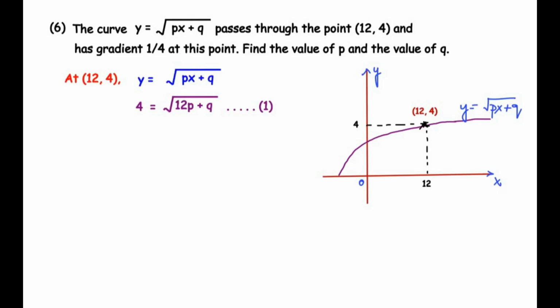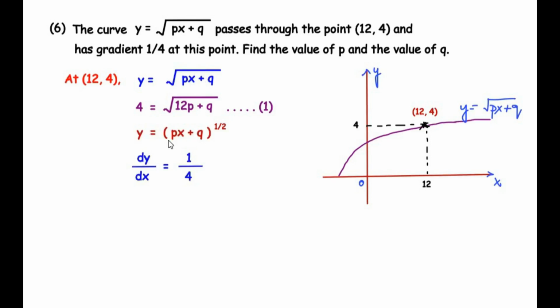Now in the next step, let us write the square root in terms of fractional power. So here we are going to write y is equal to, now the square root becomes the fractional power of 1/2. So the square root of (px + q) becomes (px + q) raised to the power of 1/2. Now remember that whenever they mention the gradient or the slope, it represents dy/dx. That is the differentiation of the curve y with respect to x. So here dy/dx is given as 1/4. So this gives us a hint that we need to differentiate y with respect to x.